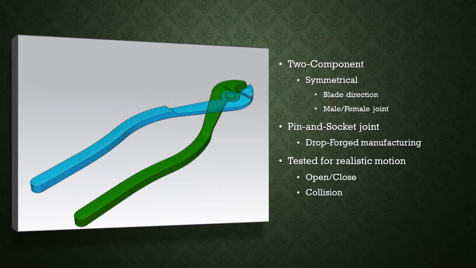We chose this because of the manufacturing process most likely used in these devices. Drop forging is most likely the way most of these are produced, and that sort of manufacture, mass production, would be conveniently chosen to model these symmetrical components. We also tested for a range of motion in NX, things like opening and closing the pliers, as well as looking for collisions.